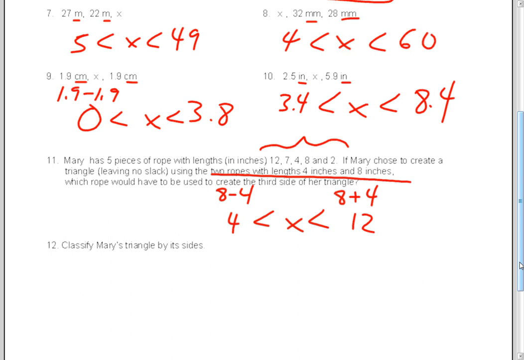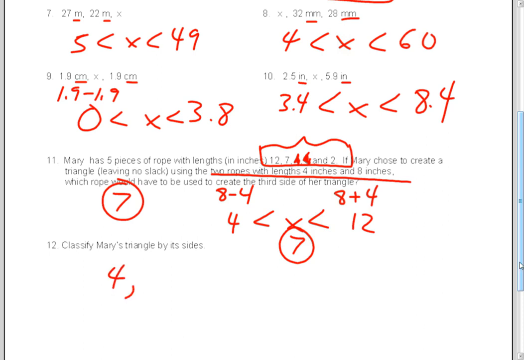But that's not my answer. In this problem, there aren't infinite answers. We've only got these 5 pieces of rope to deal with. We've got 12, 7, 4, 8, and 2. Which ones have we already used? 4 and 12. 4 and 8. So out of 12, 7, and 2, which one of those falls within our boundaries? 7. 2 is way out of our boundary. What about 12? 12 is no good. That would be our case where it's a flat line. It's got to be less than 12. So 7 answers this question.